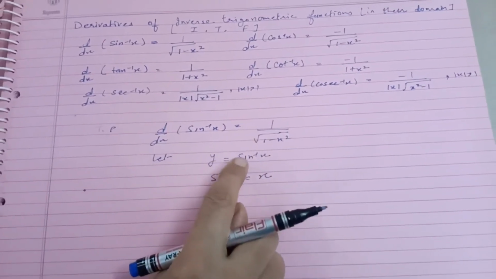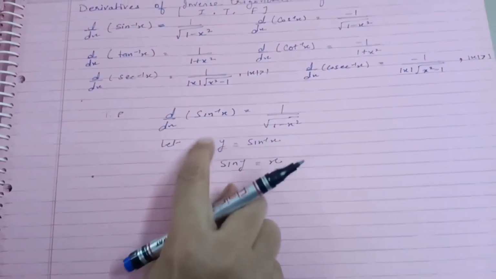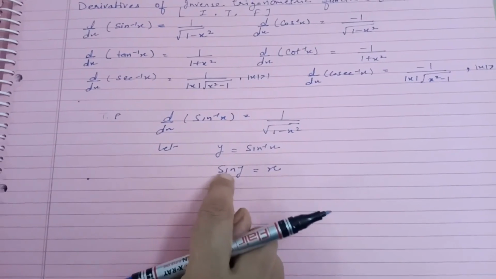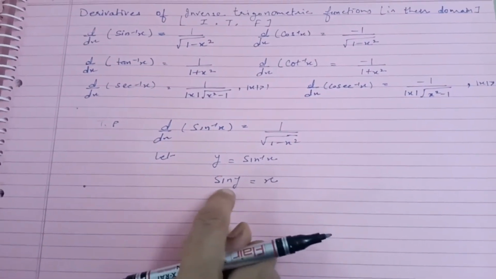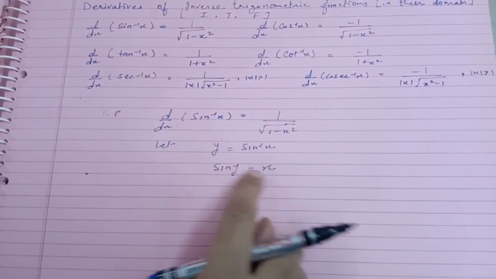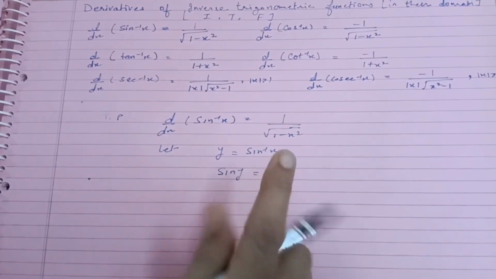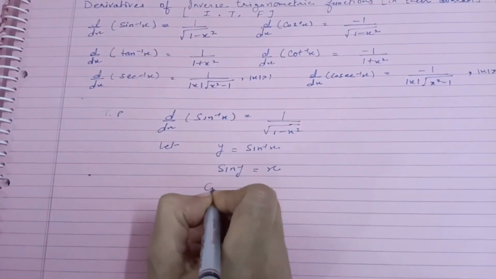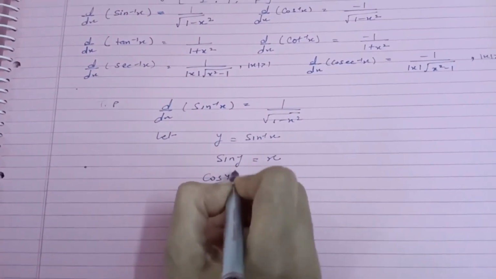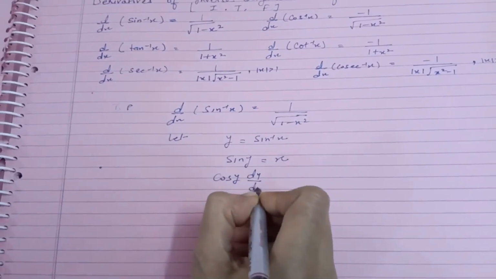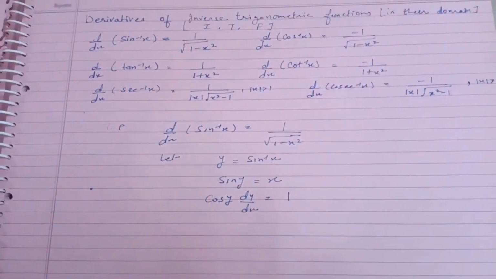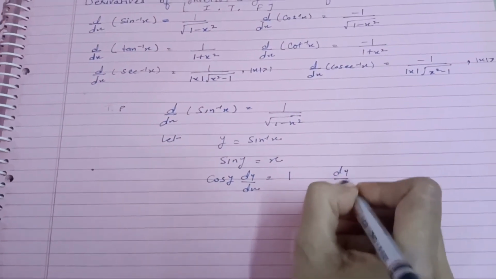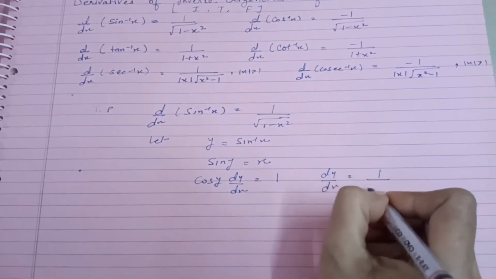If y is given as sine inverse x, you can take this to the other side, sine of y equal x. Okay, so now I am going to differentiate both sides. Take differentiation both sides, sin y का differentiation क्या हो जाएगा? cos y. अब ये y है तो you need to multiply y का भी differentiation dy by dx और x का differentiation 1. तो dy by dx क्या हो गया बेटा? dy by dx हो गया 1 by cos y.